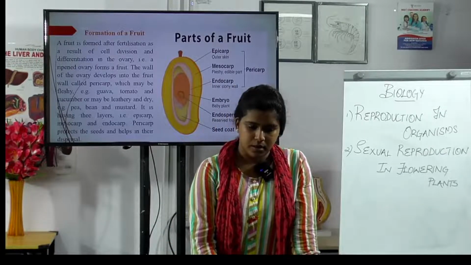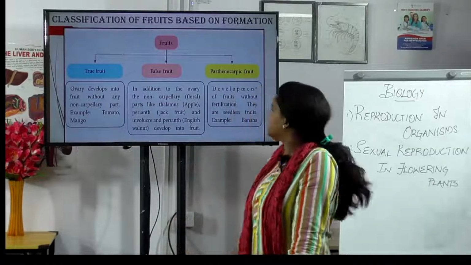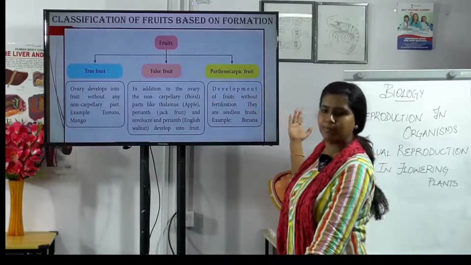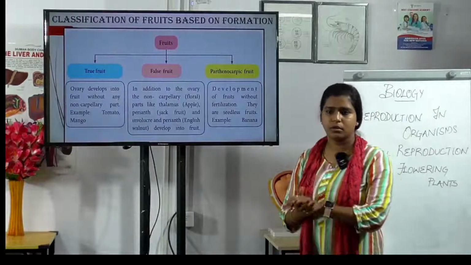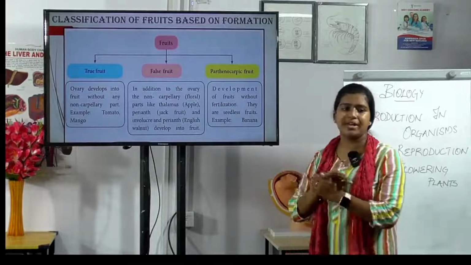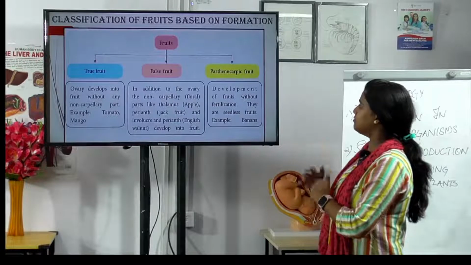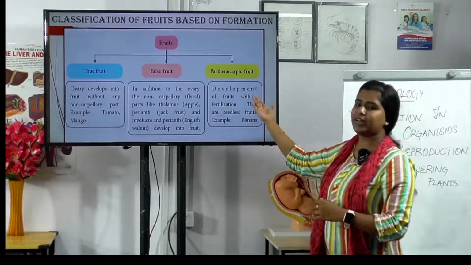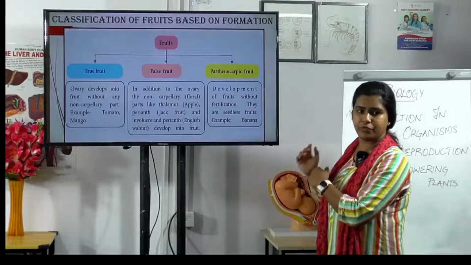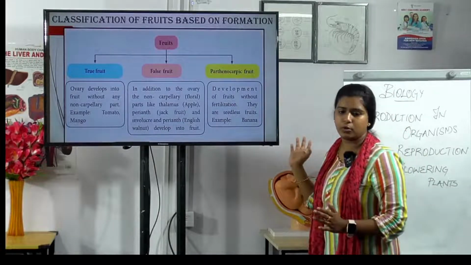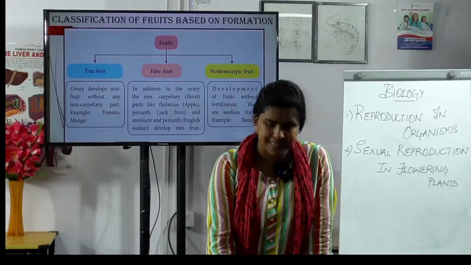Okay, now let us see the classification of fruits based on formation. First is the true fruit, then the false fruit and the parthenocarpic fruit. A true fruit is one where the ovary develops into the fruit without any non-carpellary part, for example tomato and mango. In a false fruit, in addition to the ovary, non-carpellary parts like the thalamus are involved in developing into a fruit. And parthenocarpy is the development of fruit without fertilization, for example banana.